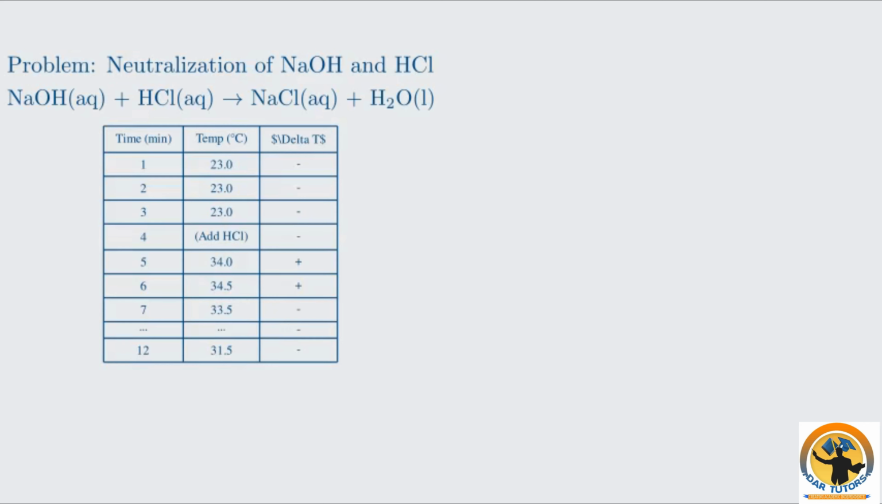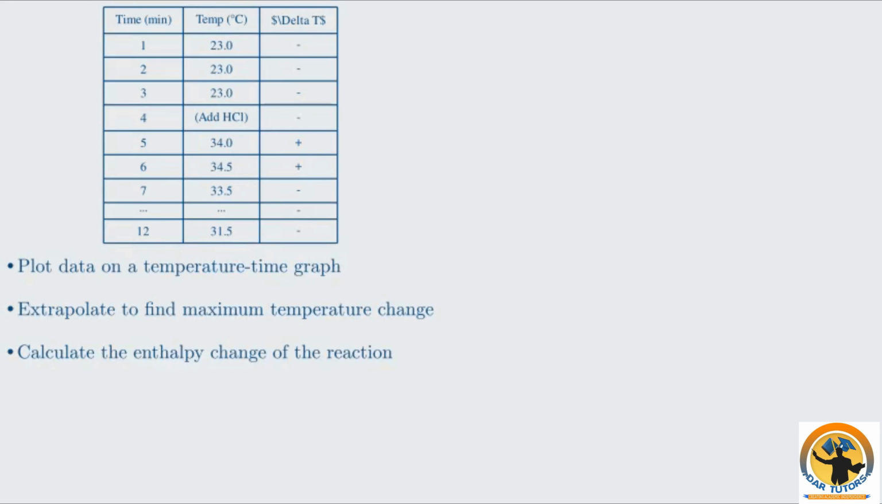At the 4th minute, the acid is added and the temperature rises to 34.0, then peaks at 34.5, and then begins to fall. Our task is to plot this data on a temperature time graph, extrapolate to find the maximum temperature change, and then calculate the enthalpy change of the reaction.